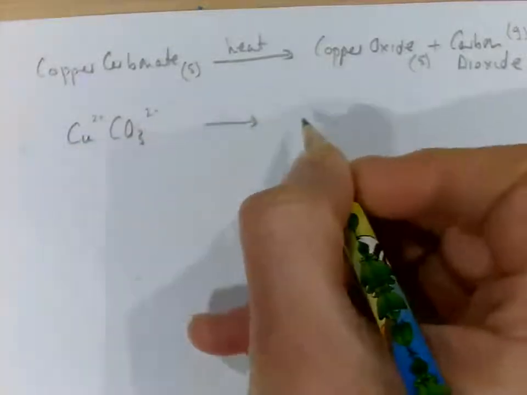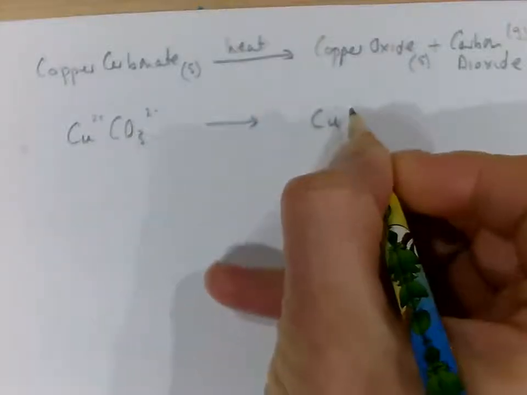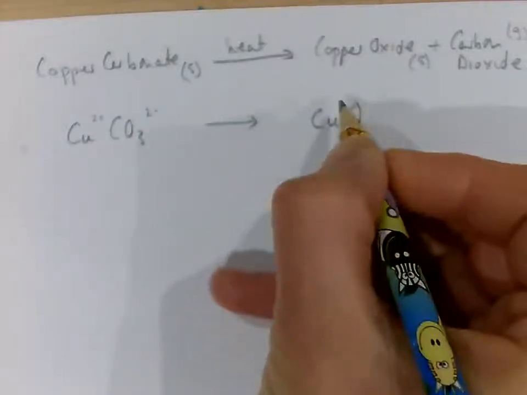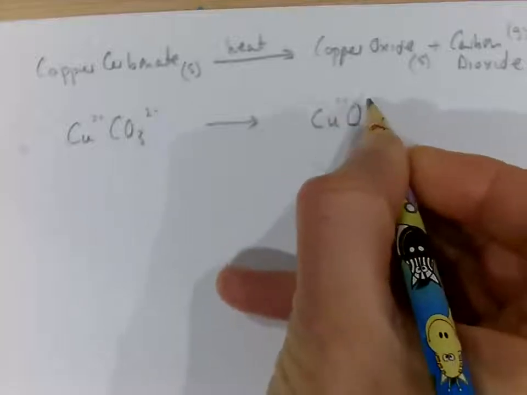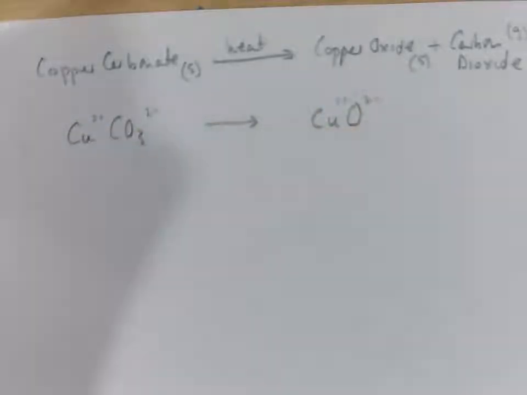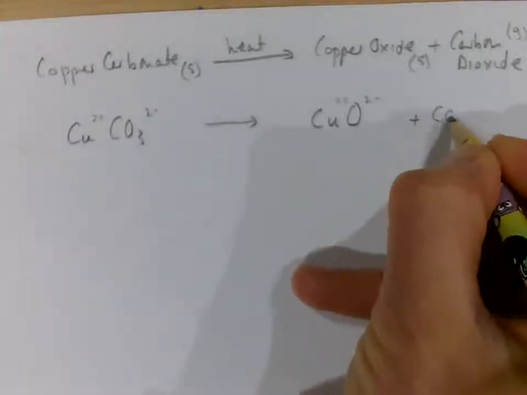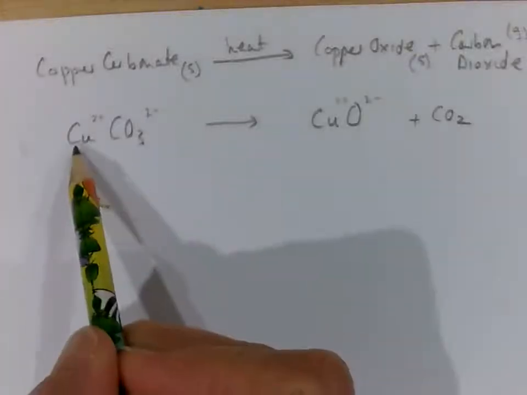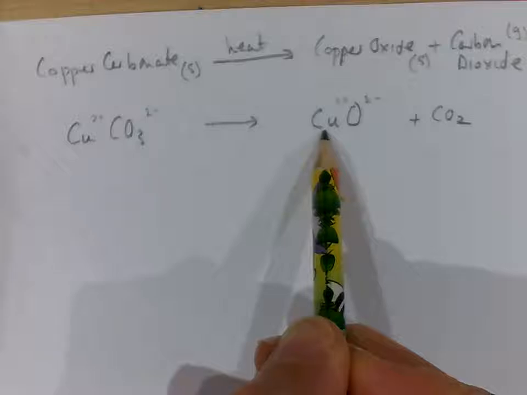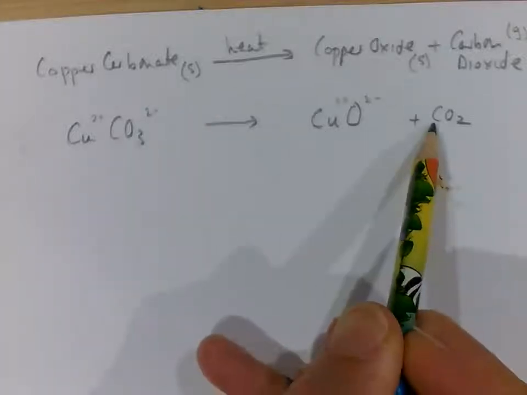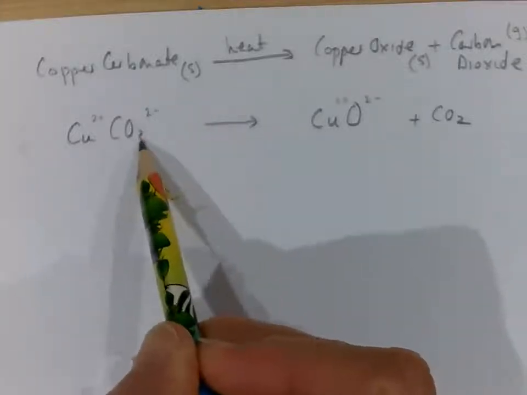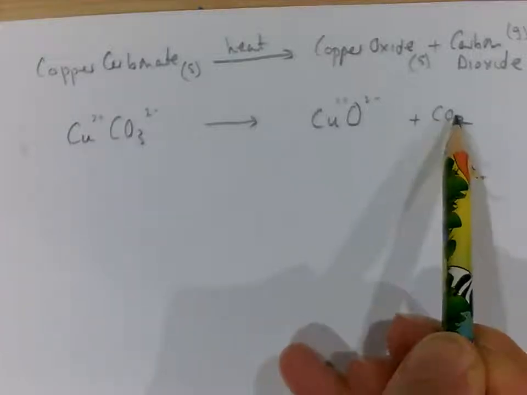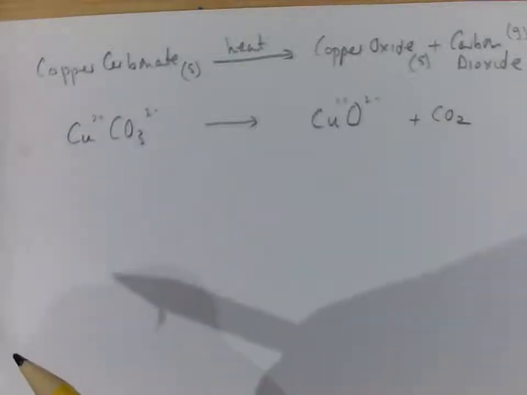When we heat it, we form copper oxide, CuO, and the reason it's CuO is copper has a 2+ charge and an oxide ion has a 2- charge, so they're balanced, plus carbon dioxide. Now we need to make sure that this equation is balanced. We've got one copper on this side, one copper on this side, one carbon on this side, one carbon on this side, 3 oxygens on this side, 1, 2, 3 oxygens on this side. So it is already balanced, we don't need to do anything.